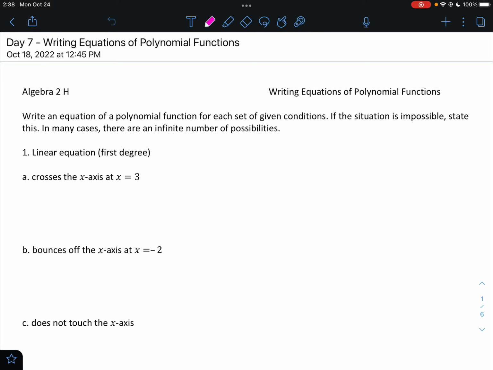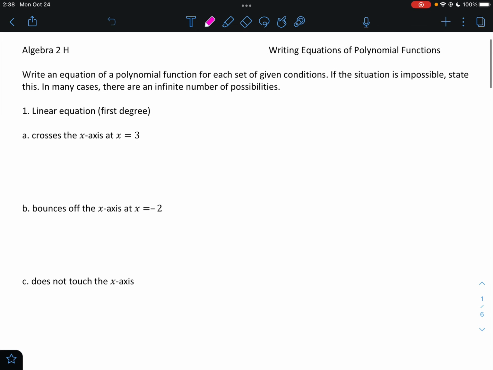Welcome back, everybody. In today's video, we are going to go in the reverse order that we've been doing in the last video, where we used to have an equation and we wanted to graph that polynomial equation. Now I'm going to give you some type of information about a polynomial equation, and I want us to be able to write the original equation. So all we're going to be doing today is writing original equations, and if it's not possible, stating that it's not possible. Important note here, in many cases there are infinitely many possibilities. We're going to have to write one.